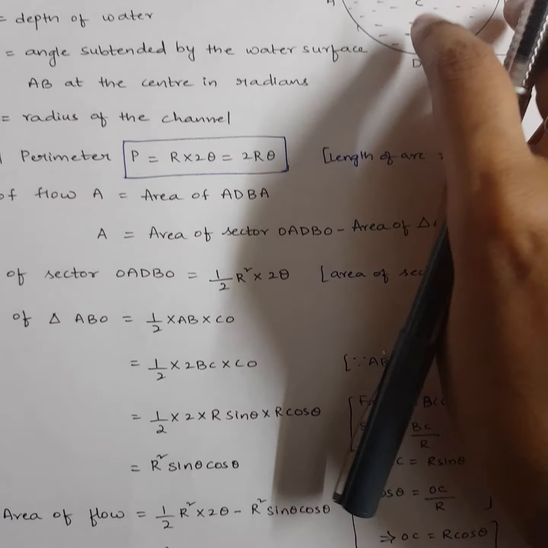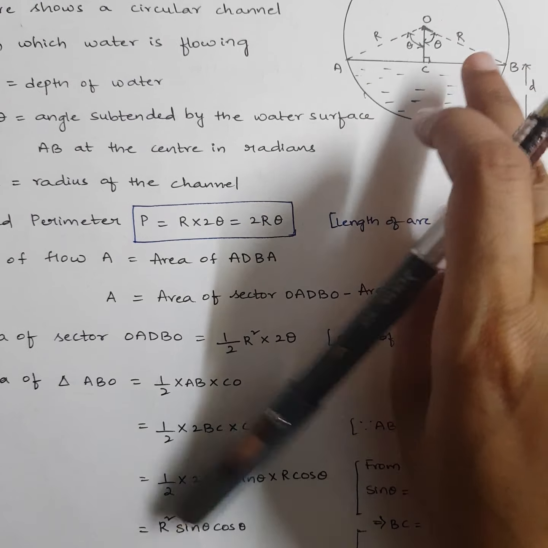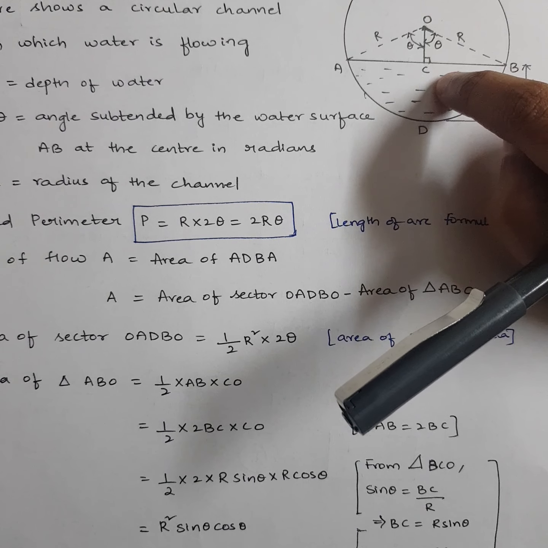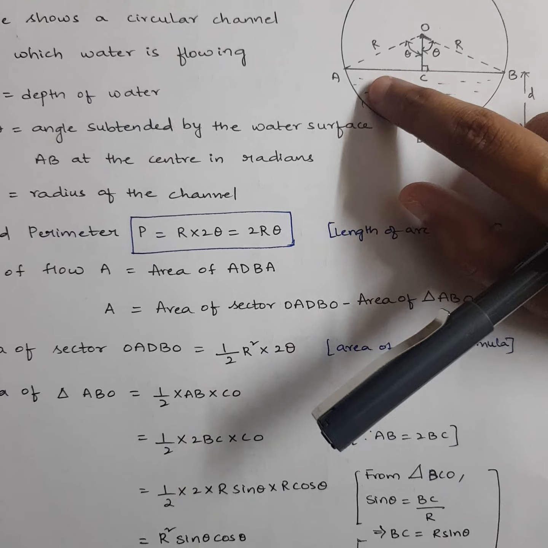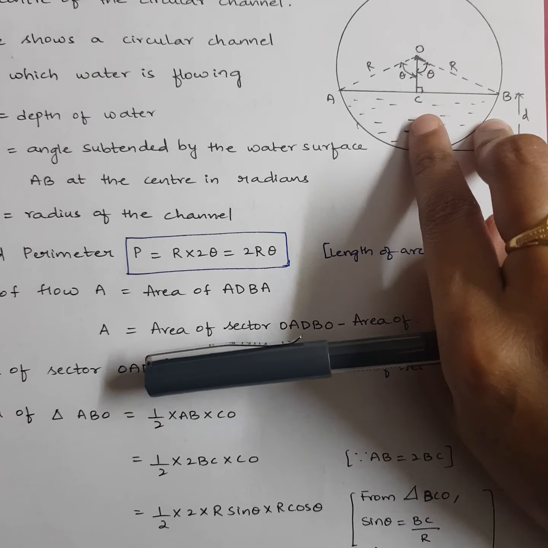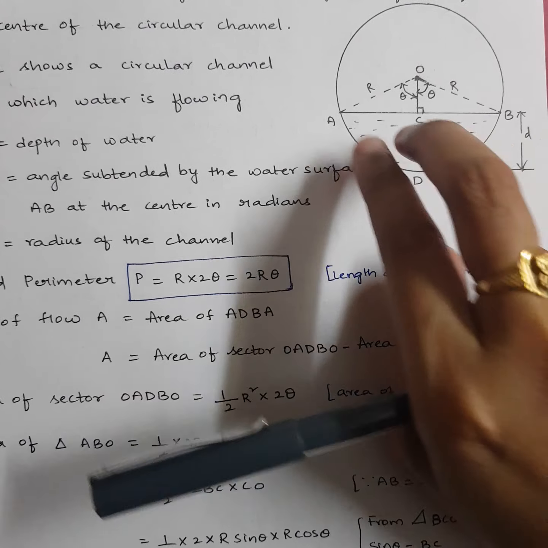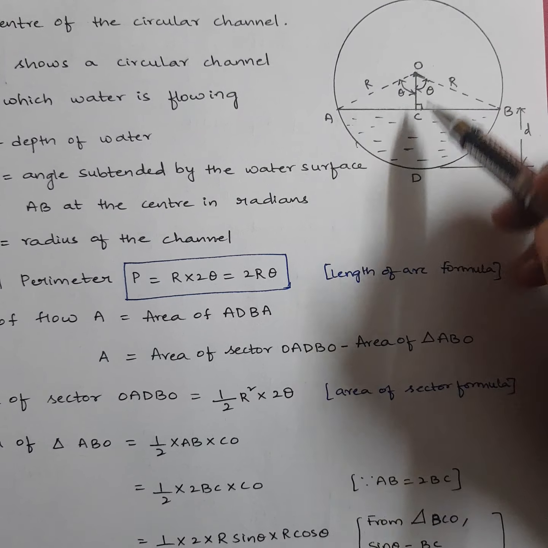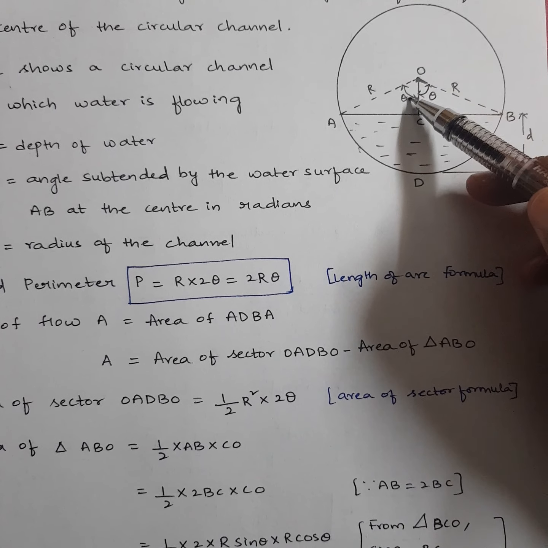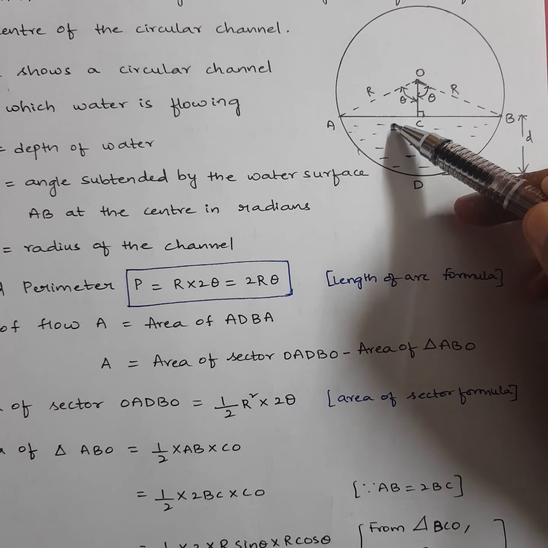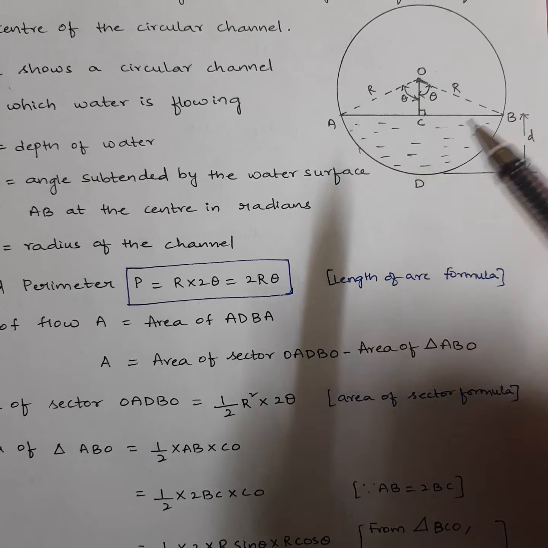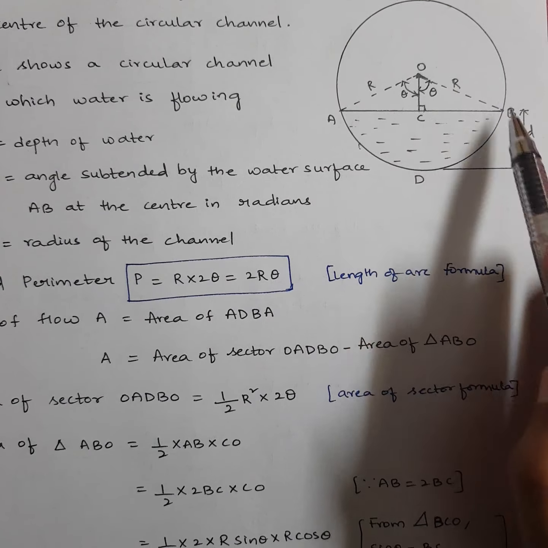So I got one unknown, which is BC part. We dropped a perpendicular from O, right? Means this C is exactly at the center of AB. Once I got BC as R sin theta, what will be AC now? It will also be R sin theta. You can observe again the same triangle which is on this side. Again apply sin theta opposite by hypotenuse. Again AC by R. Again AC will be R sin theta only. So I can write AB as directly 2 into BC.